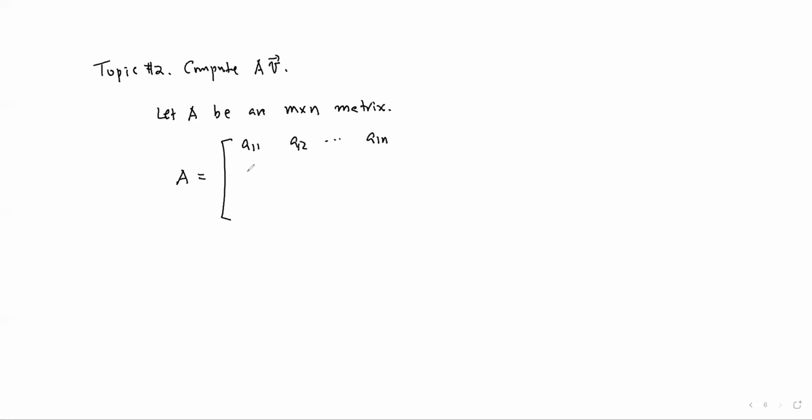Row 2: the 2-1 entry is A21, the 2-2 entry is A22, and so on up to A2N. The matrix has M rows, so row M, the bottom row, is AM1, AM2, up to AMN.